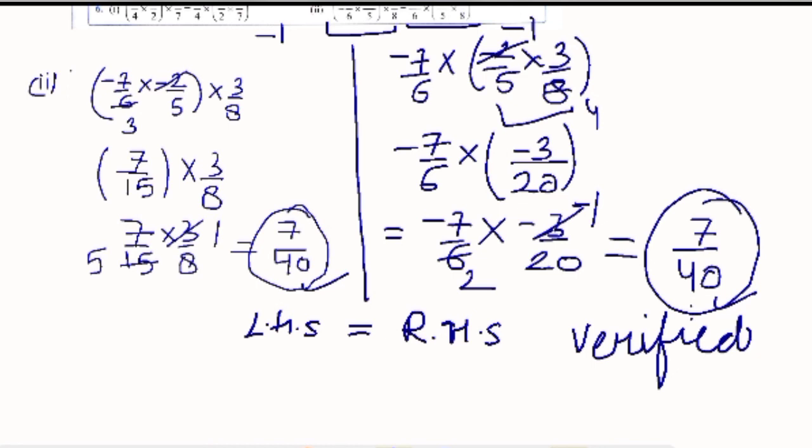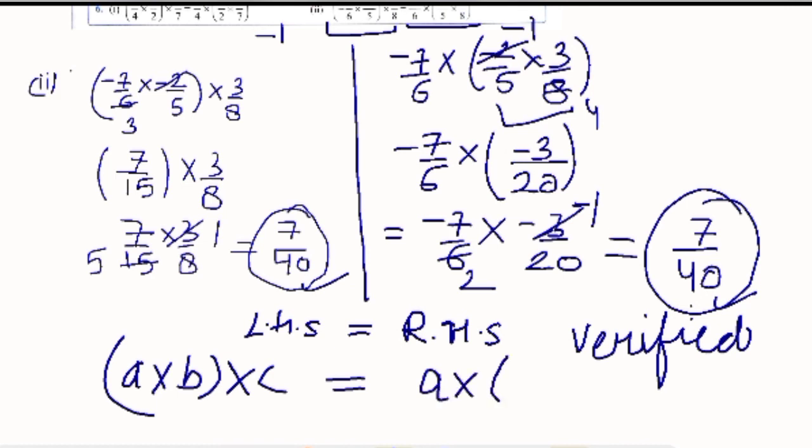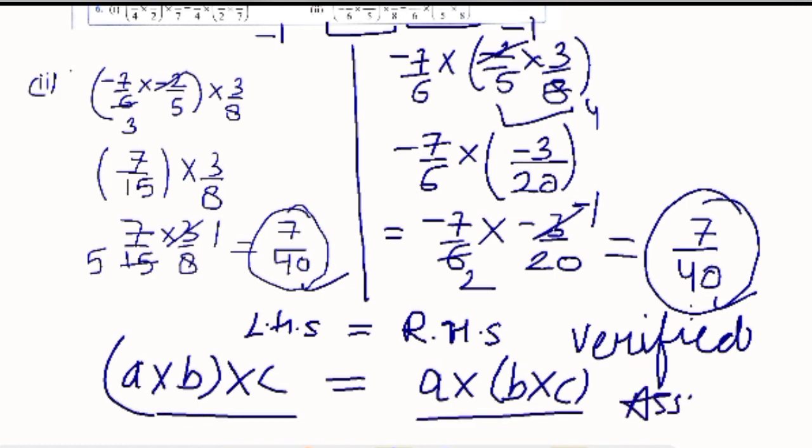And we were multiplying three numbers in the form a multiply b in bracket then c, which is equals to a multiply b multiply c. So which property is this? This is associative property.